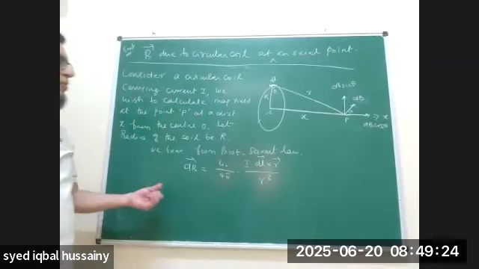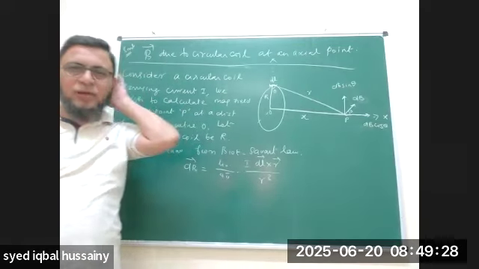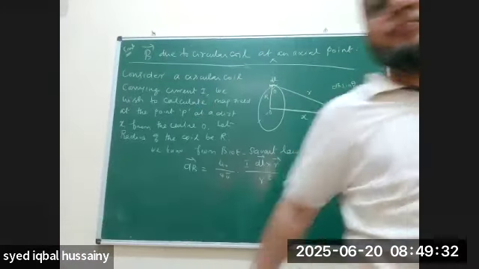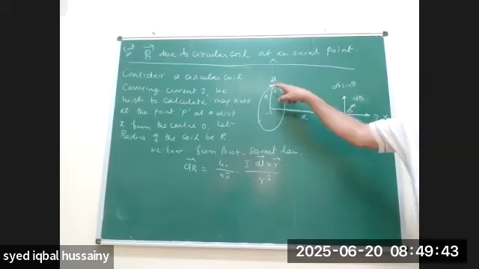So we know from Biot-Savart law, dB vector equal to mu naught by 4 pi, I dl cross r by r cube. Okay, is it done, children? All the points done? Small element.